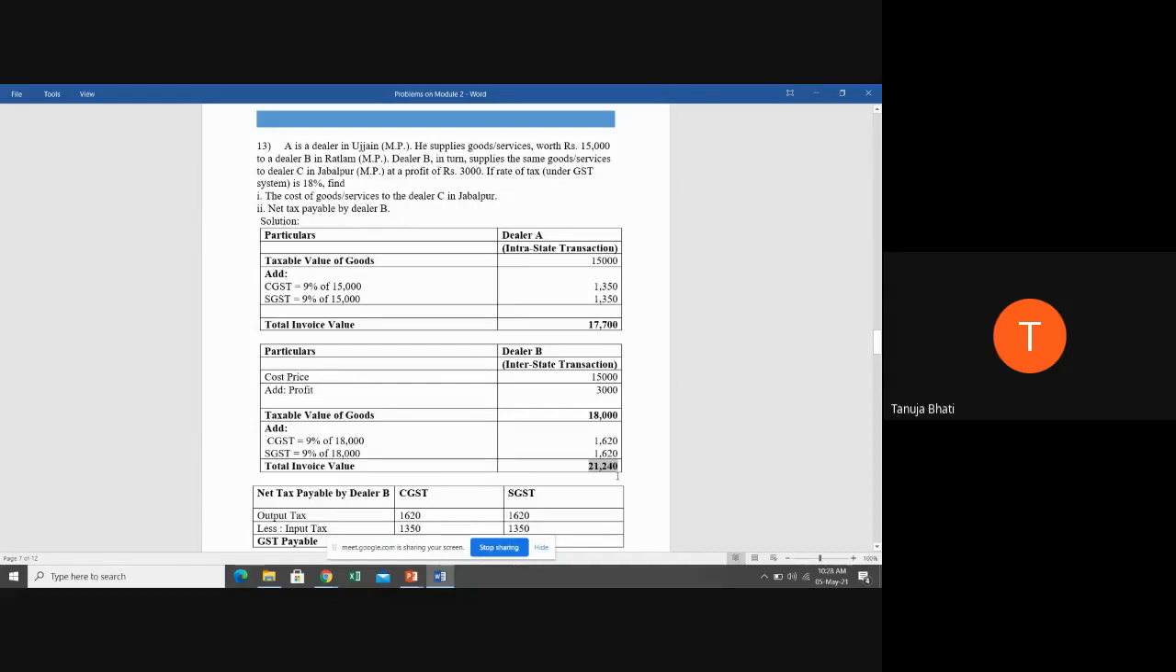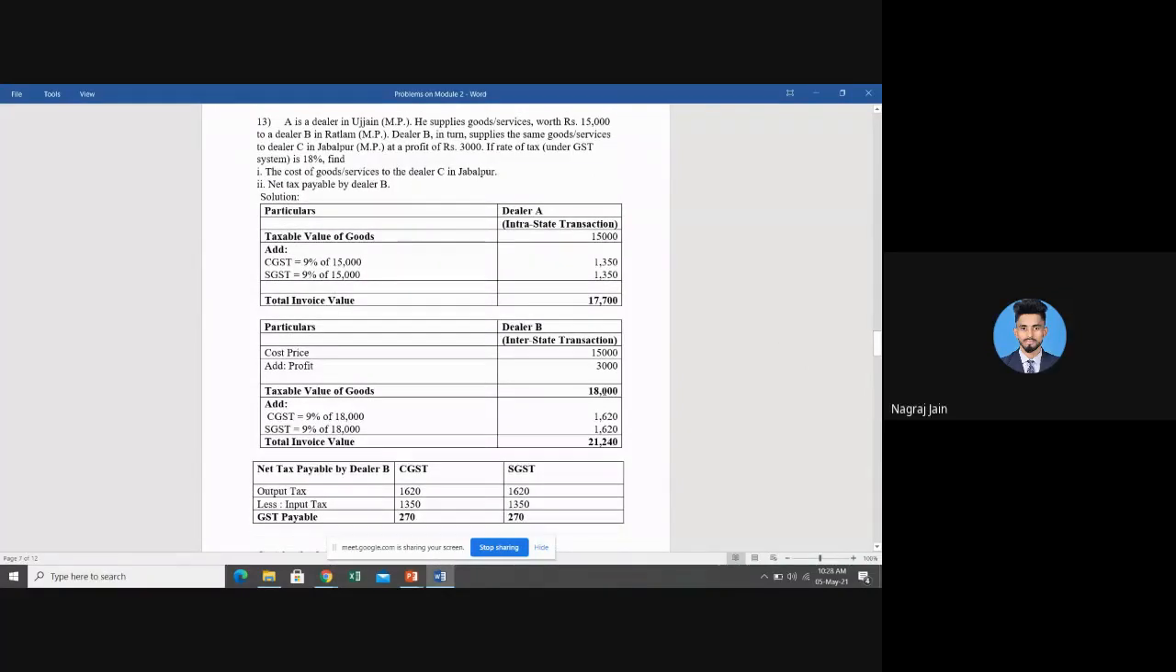Is this clear? Ma'am, even on profit we need to pay tax. Yes. Okay. Okay, ma'am. Because after adding the profit only, the selling price becomes 18,000 for dealer B, right?